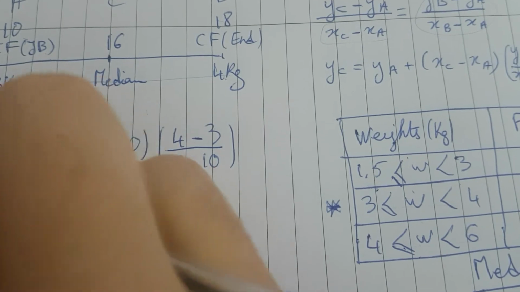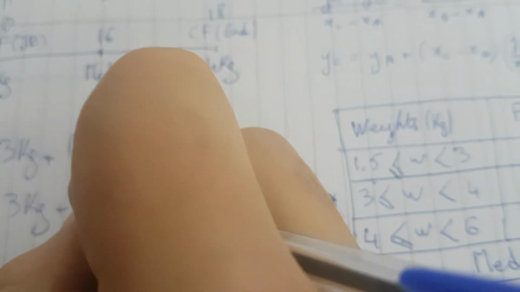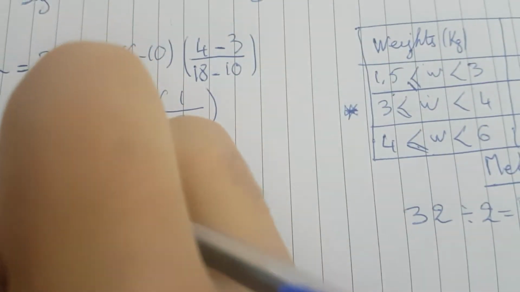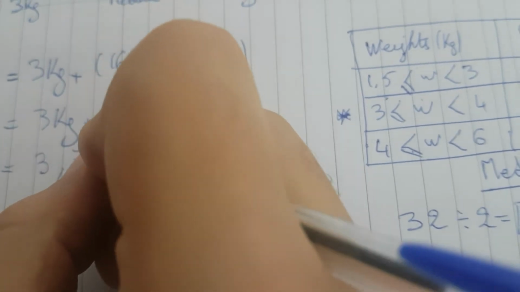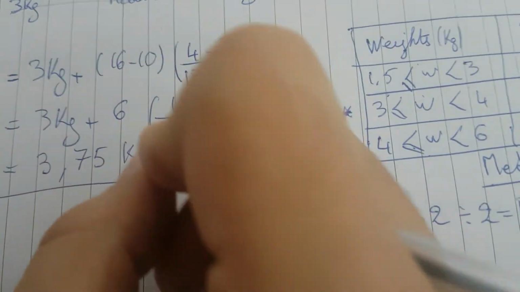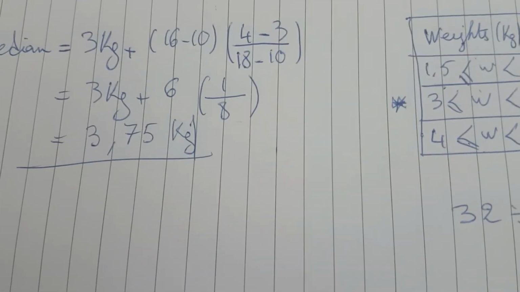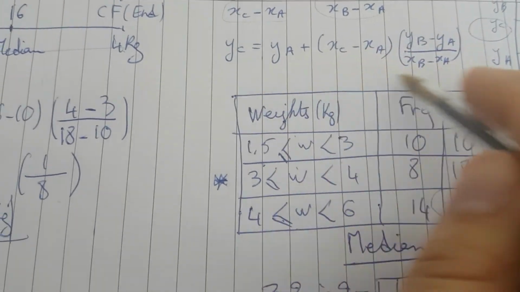So this together is 3 kilograms plus 6 times 1 over 8. 6 times 1 over 8 is 0.75. So this is going to be 3.75 kilograms. That is the median. That's the question answered using the formula, the equation of the slope.